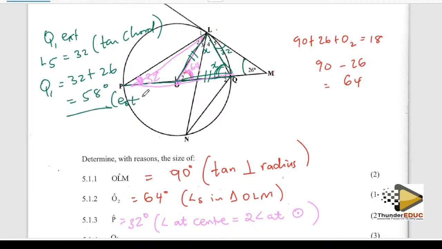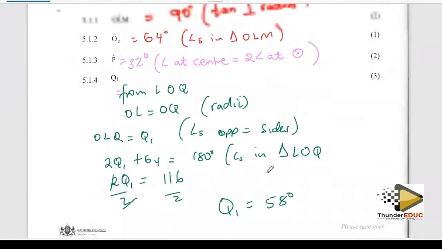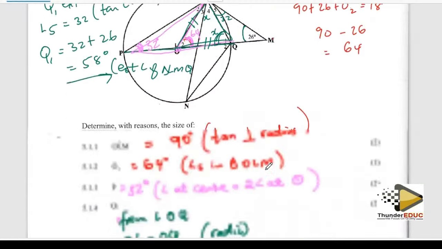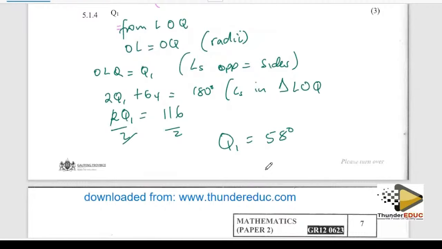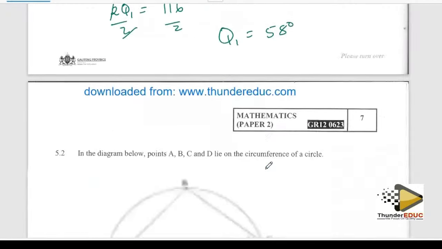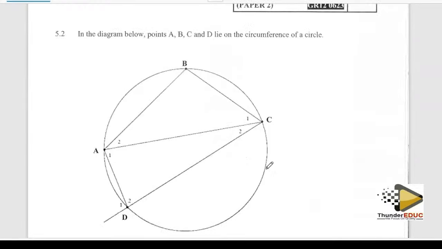Reason, exterior angle of triangle LMQ. This would have been the shortest way, but nevertheless, still the same answer. So use whichever format you prefer. Okay guys, that is question number 5.1. Let's move on to 5.2.